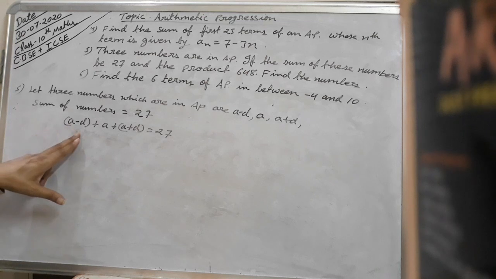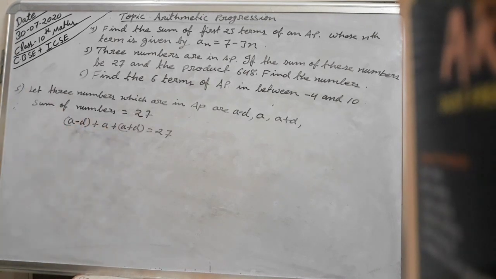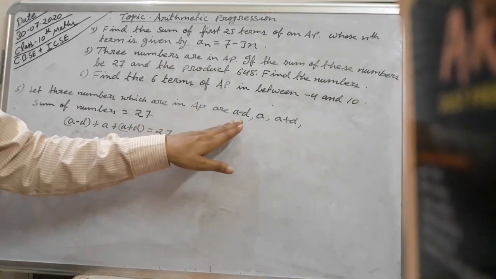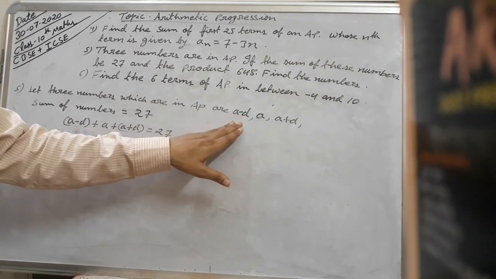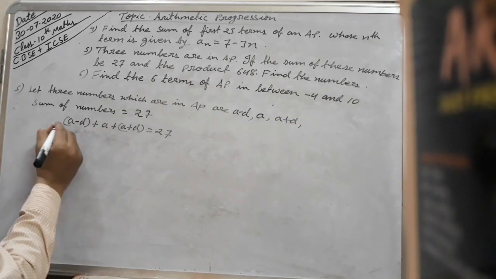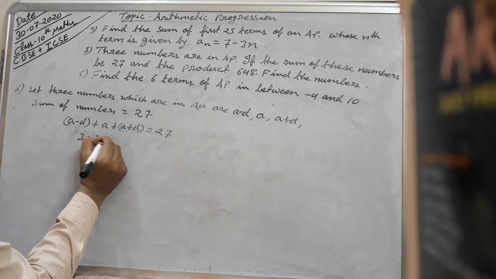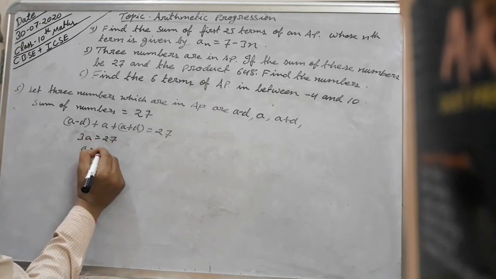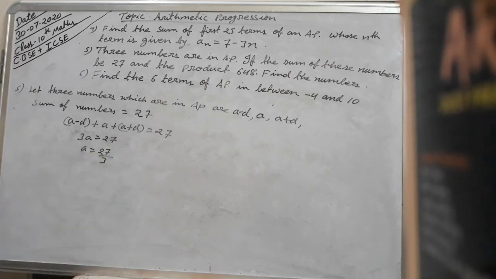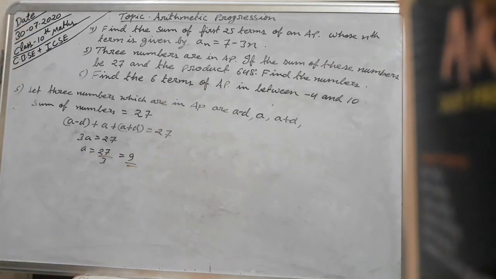Now minus D and this plus D will be cancelled and you will get the value of A easily here. That's why we are taking the first term as A minus D, the second term A, and the third term A plus D. Now what is that? A plus A plus A, you will get 3A. A is equal to 27 by 3 by cross multiplication. You will get the value of A, that is 9. You got the first term. The value of A is equal to 9.